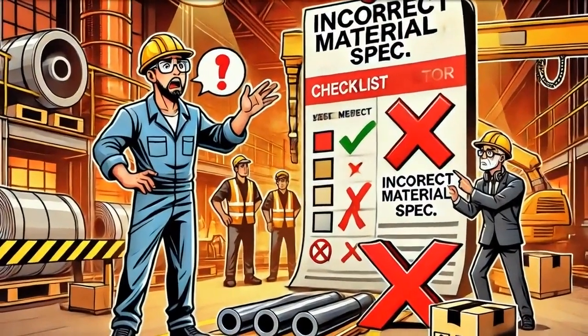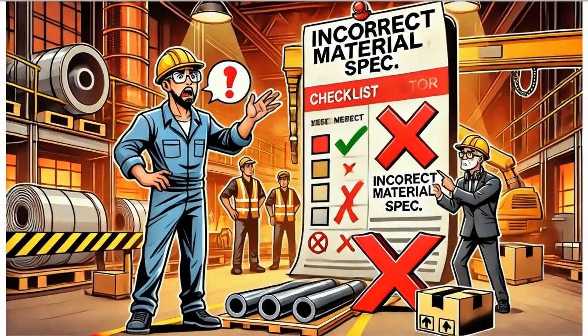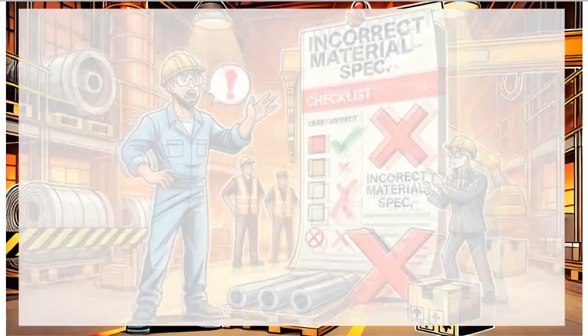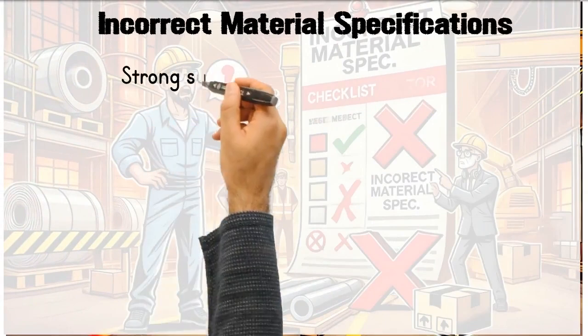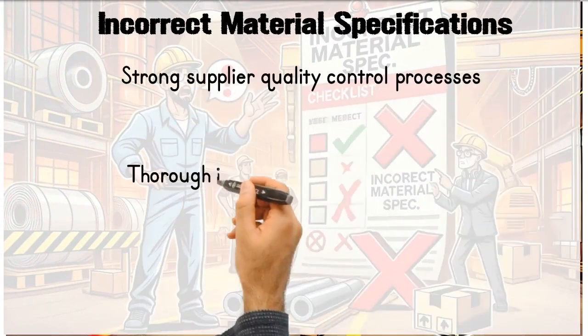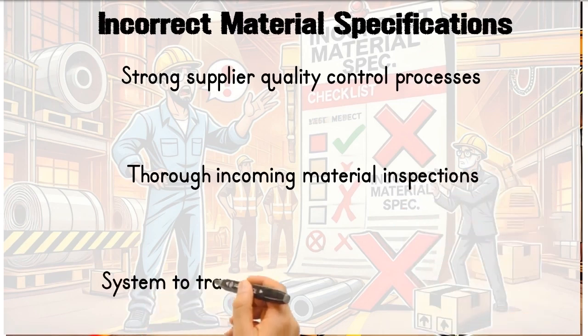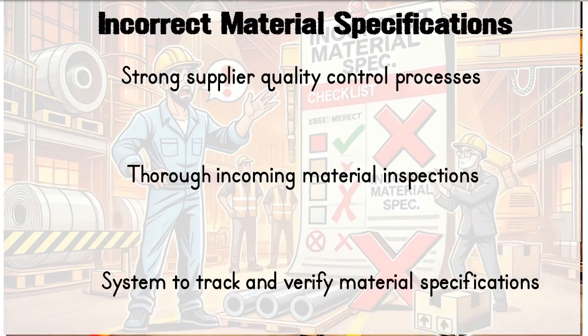Using materials that don't meet required specifications will cause scrap, and here are some of the best practice strategies that will assist you to reduce this cause for scrap. Establish strong supplier quality control processes. Perform thorough incoming material inspections. Use digital systems to track and verify material specifications.